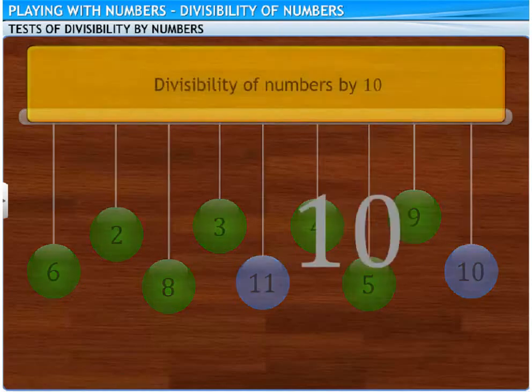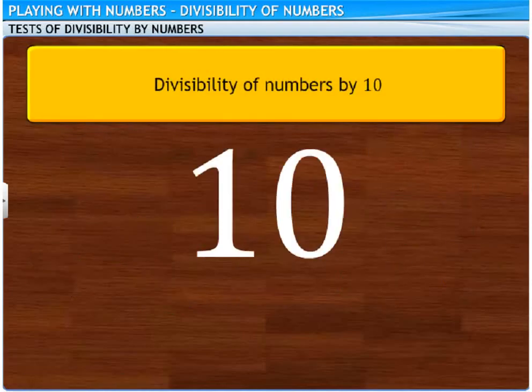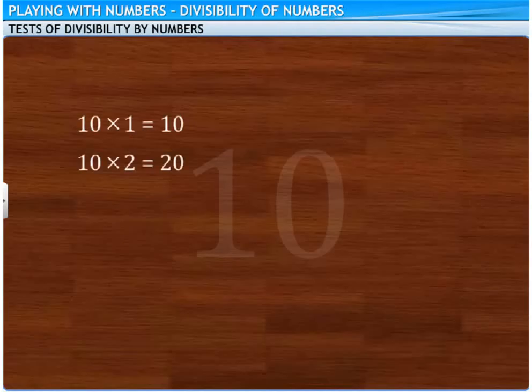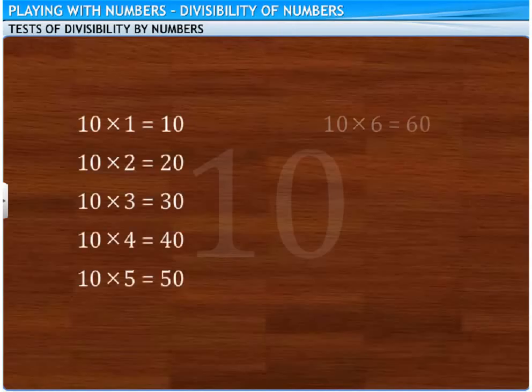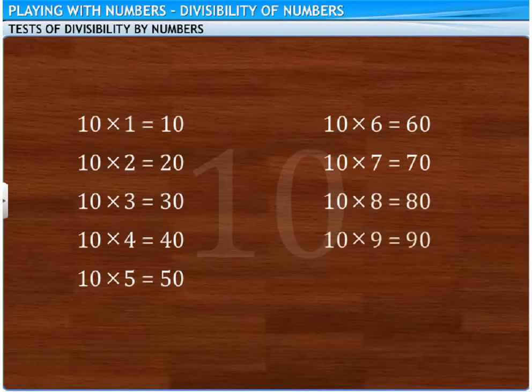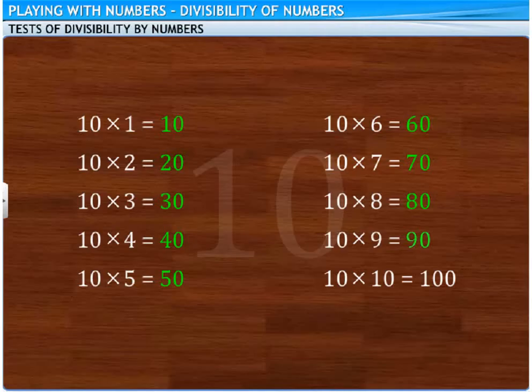Let us move on to the divisibility of numbers by 10. Here is the multiplication table of 10. It is the easiest multiplication table to remember. The highlighted numbers 10, 20, 30, 40, 50, etc. are all multiples of 10, and thus divisible by 10.